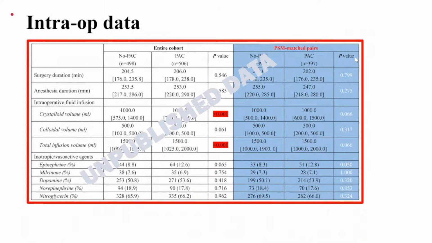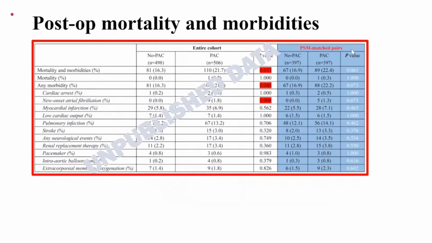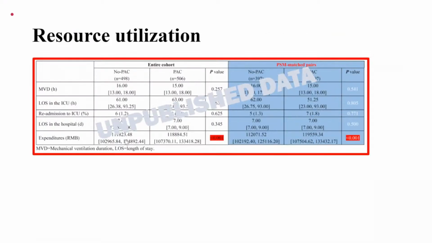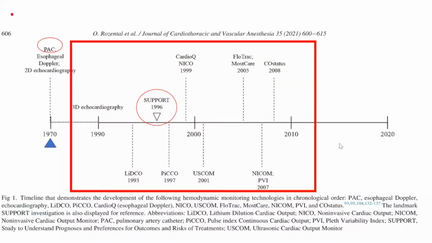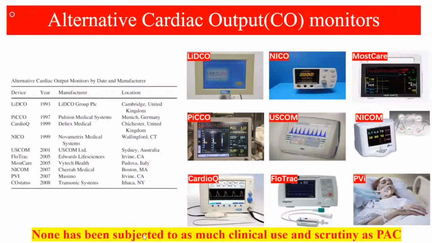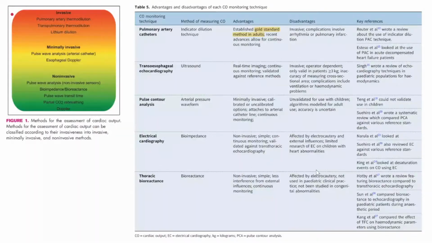To sum up, many technologies seek to supplement PAC, especially after the SUPPORT trial. But none of them has been subjected to as much clinical use and scrutiny as PAC. PAC remains the gold standard for many measurements, such as cardiac output, SvO2, etc. And other alternative monitors cannot measure PCWP. The happiest people don't have the best of everything. They just make the best of everything they have.